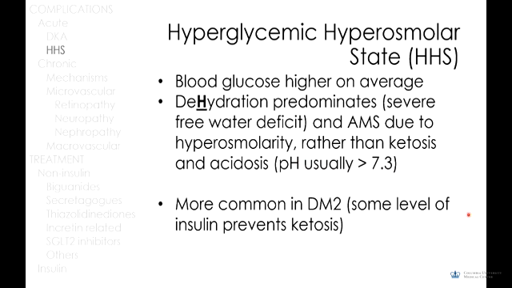So HHS, because of this really high serum osmolality, their fluid deficit will generally be much more extreme. They'll have a lot of dehydration, and HHS is not characterized so much by acidosis or ketosis. So their pH generally will not be below 7.3. And their urinary ketones won't be quite as extreme. And this is more common in type 2 diabetes instead of type 1.